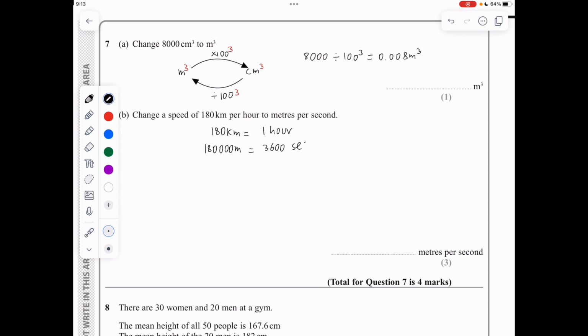3,600 seconds. So I change the kilometers into meters by multiplying by 1,000, and the hours into seconds by multiplying by 60, and then again 60 to go from hours to minutes and from minutes to seconds. And we're now wondering how many meters will we cover in 1 second. So to find x, I will do 180,000 over 3,600. This gives an answer of 50, and that's meters per second.